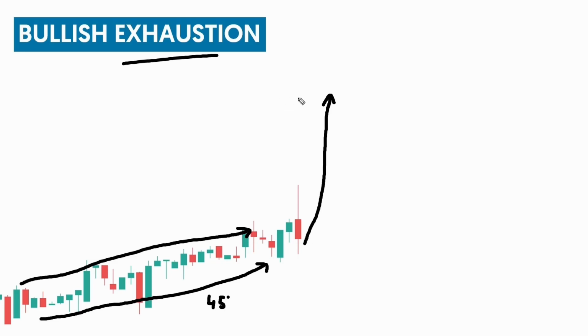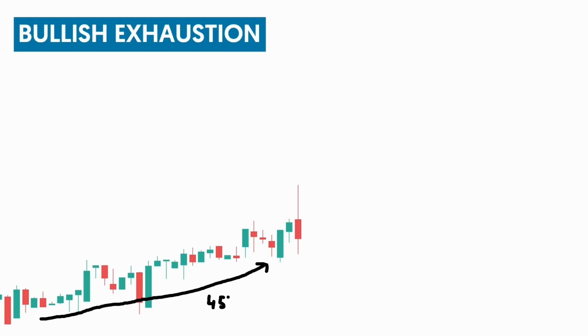It used a lot of energy and now it will need to rest. It cannot keep running the same way that it was running. So it will come back down. So let's see how our trend continues. Okay, the price starts to move up. This is normal, it's just breaking the previous high.